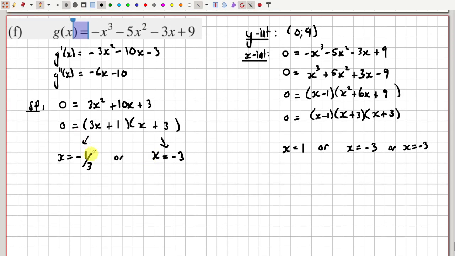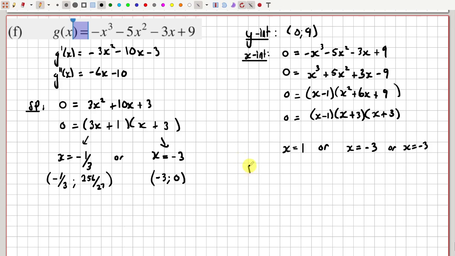We take these and we sub them back into the original equation. And when we do that, we find that x equal to -1/3 gives me a y value of 256/27. Not going to draw too nicely. And then -3, we already know is at 0.